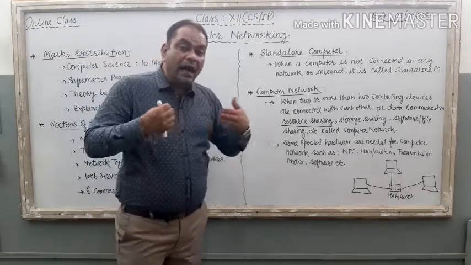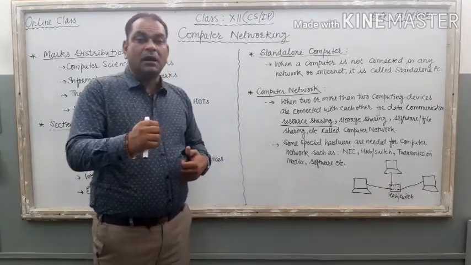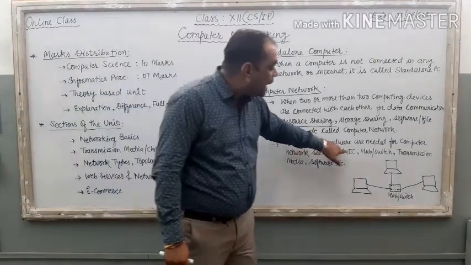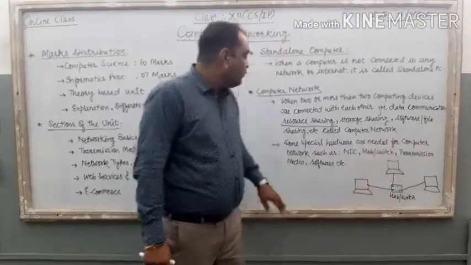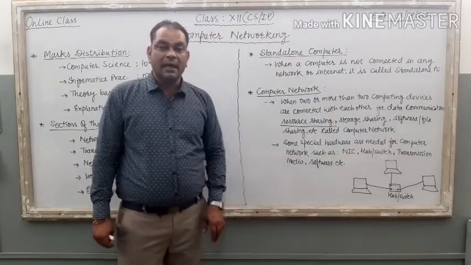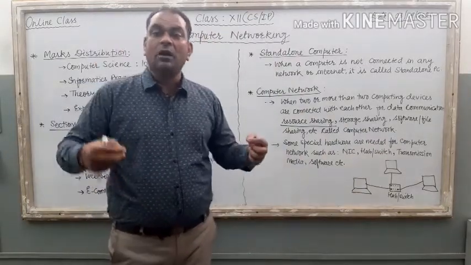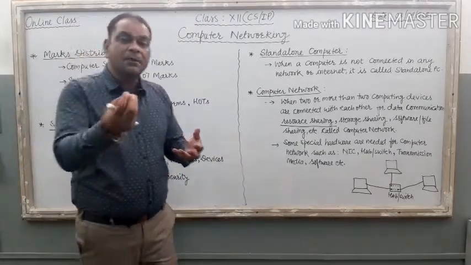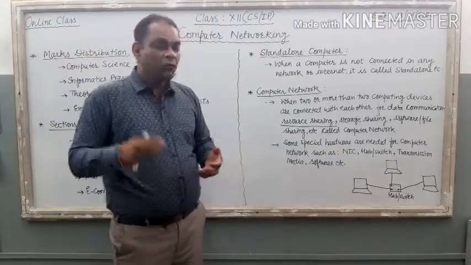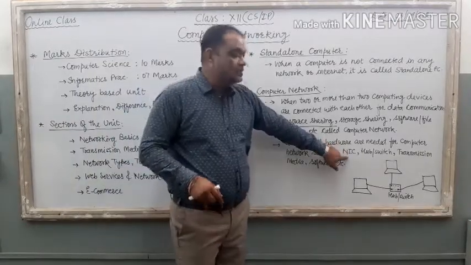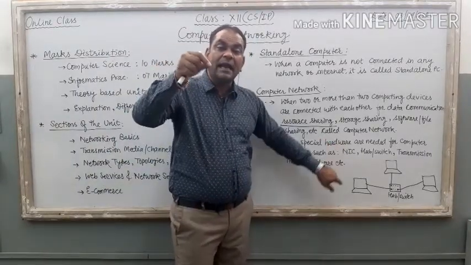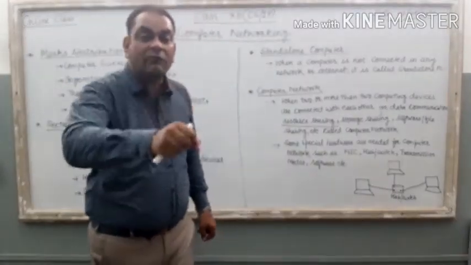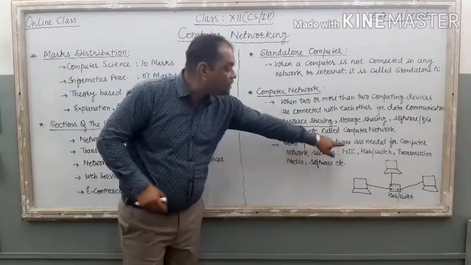Now, if I want to connect my computer to a computer network, some special hardware is needed for a computer network, right? If I want to connect my 5 different PCs in a computer network, then some special hardware is needed. What type of hardware? NIC, that is known as Network Interface Card. We have to attach this NIC to each and every network computer. It is the essential requirement.